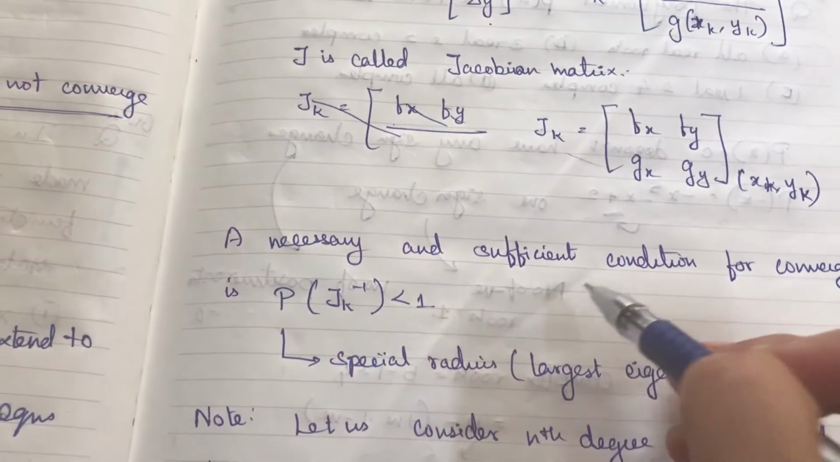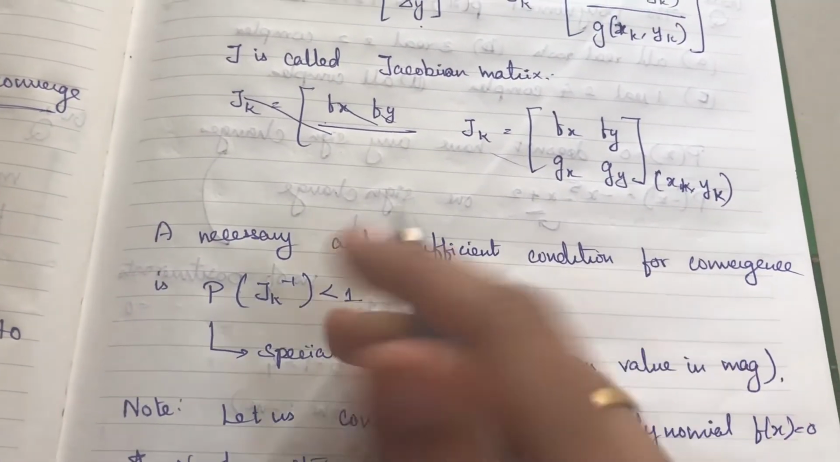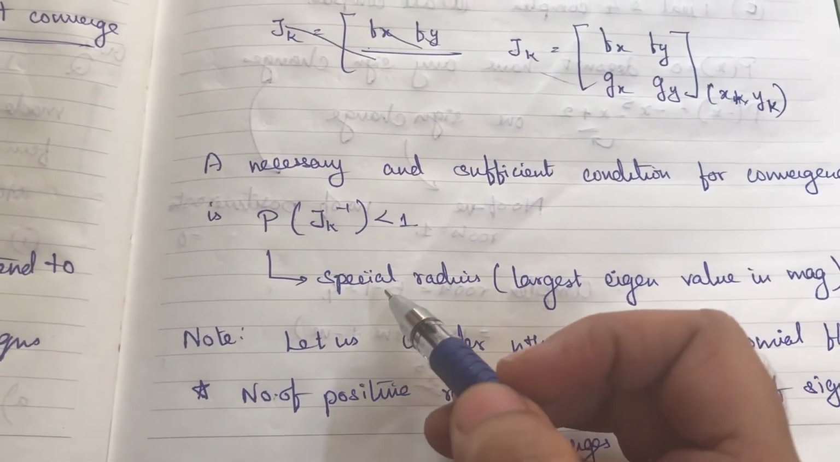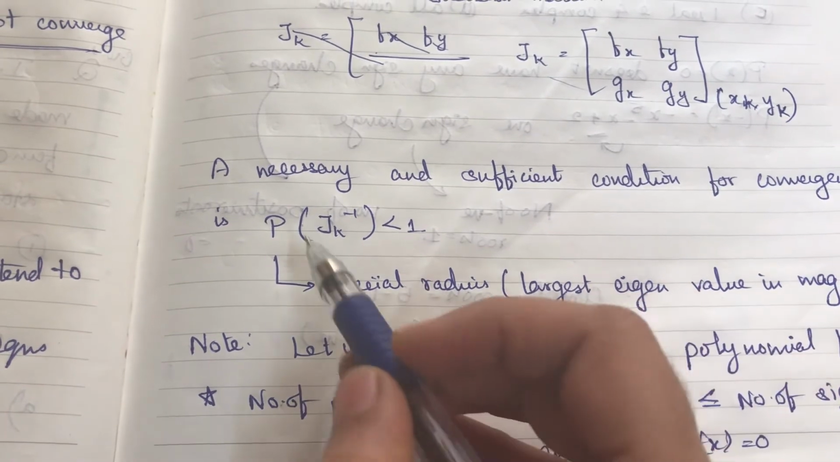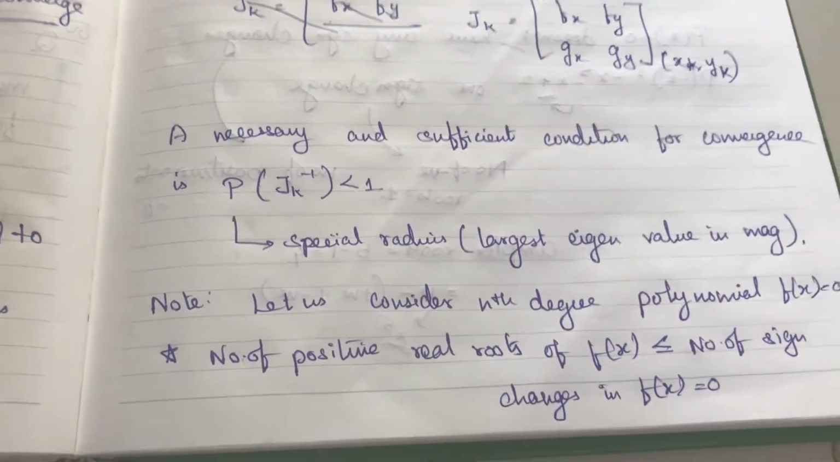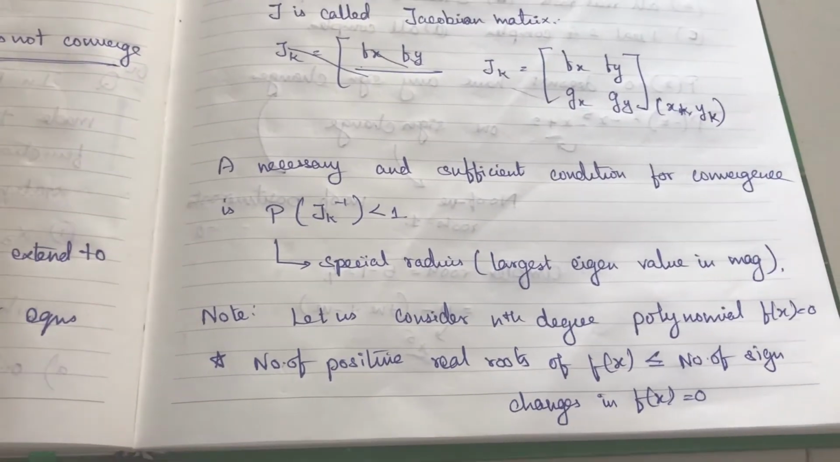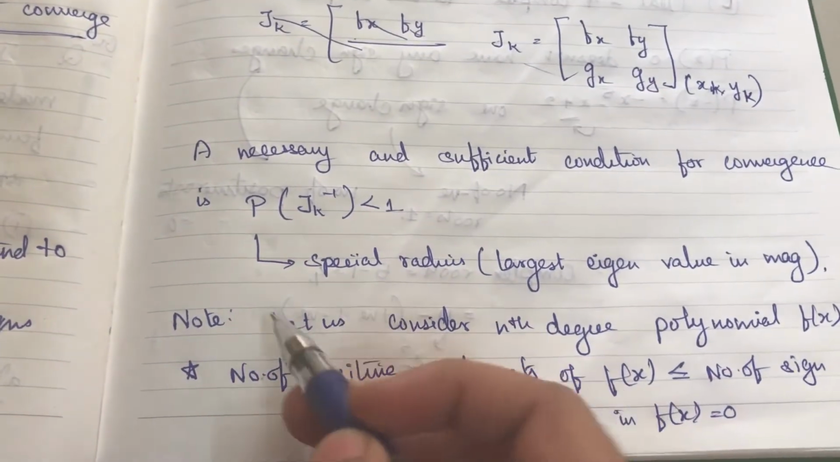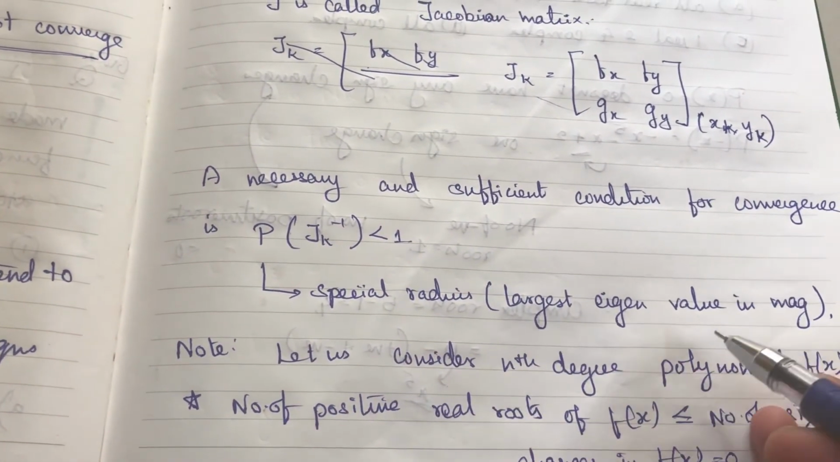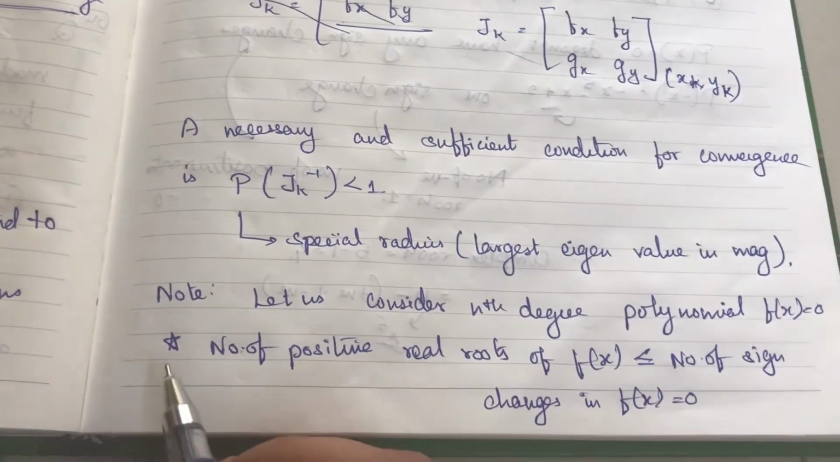Then the necessary and sufficient condition for convergence is that it should always be less than 1. P of the Jacobian of xk the whole power minus 1 will be less than 1. Here P represents the spectral radius. Actually this is the largest eigenvalue in magnitude.